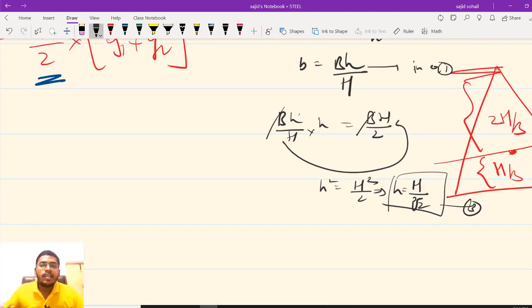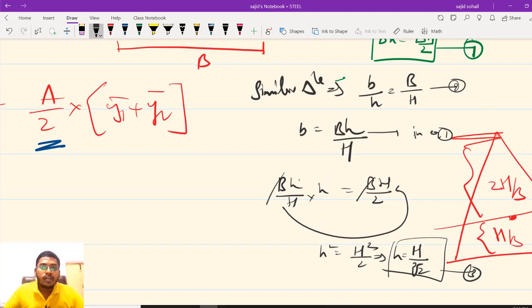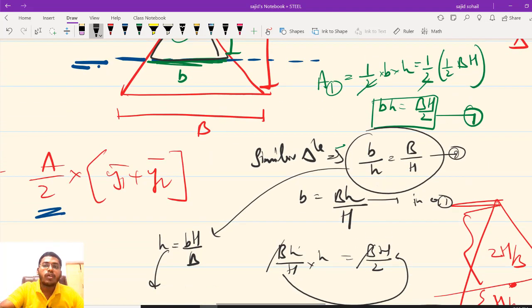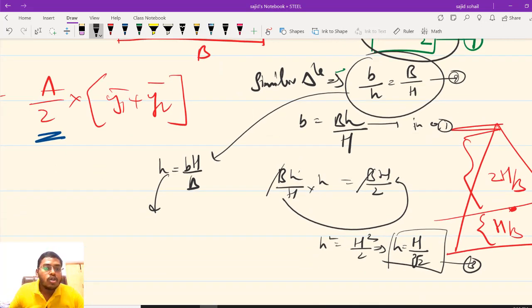Now similarly, if you are substituting instead of b by h is equal to capital B by capital H, I can write it in terms of h also. It will be b capital H divided by b. If you are substituting it in equation 1, just substitute in our equation 1 whatever we have. This equation 1, bh is equal to capital BH divided by 2. So let us substitute the h value. So b into capital H divided by b is equal to BH by 2.